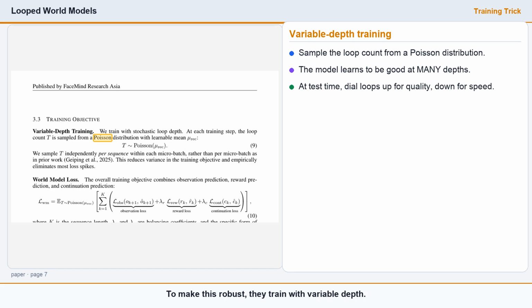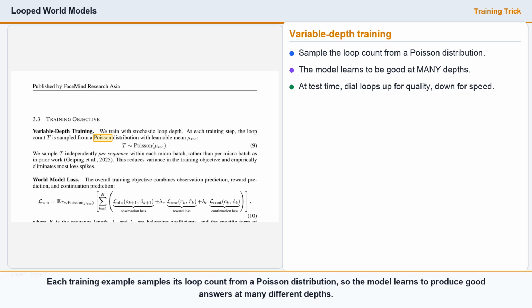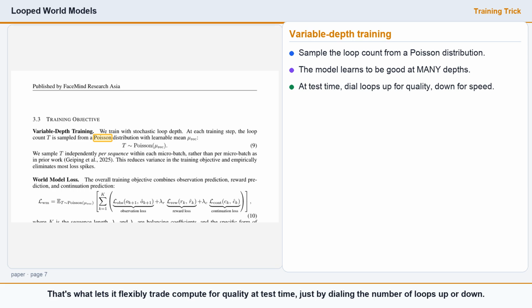To make this robust, they train with variable depth. Each training example samples its loop count from a Poisson distribution, so the model learns to produce good answers at many different depths. That's what lets it flexibly trade compute for quality at test time, just by dialing the number of loops up or down.